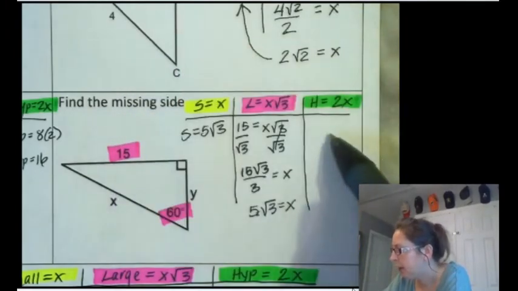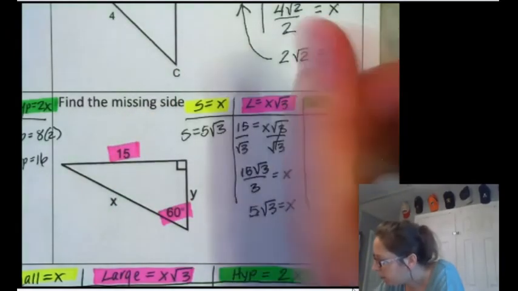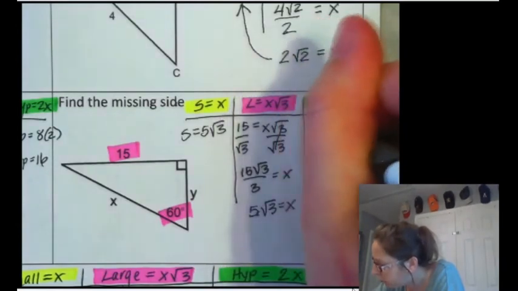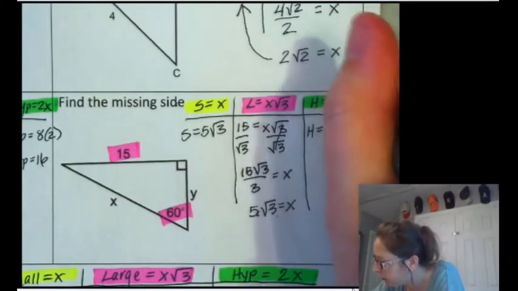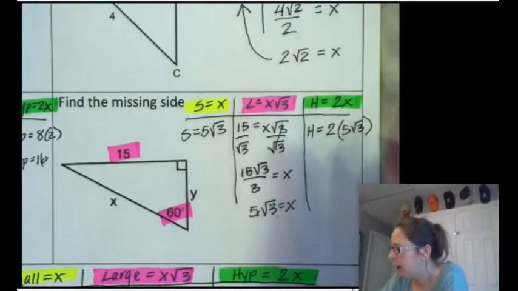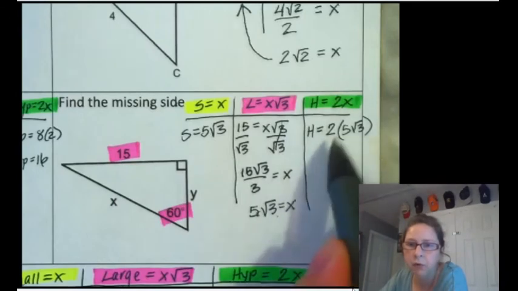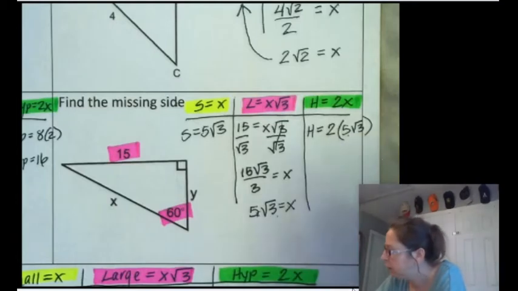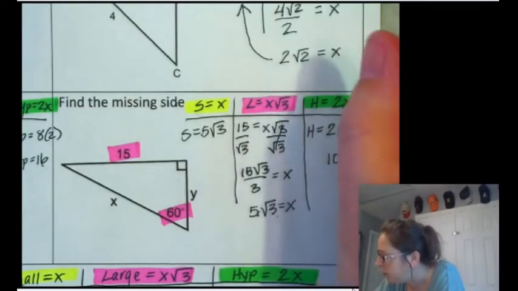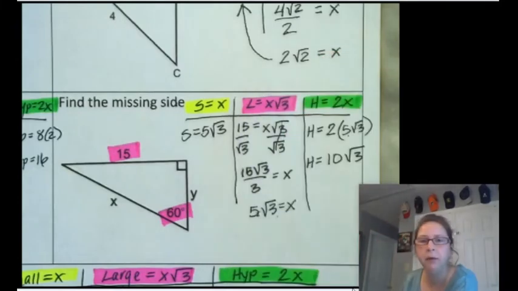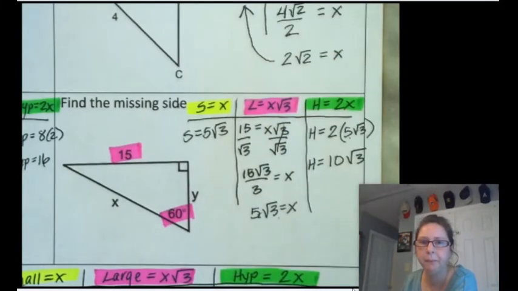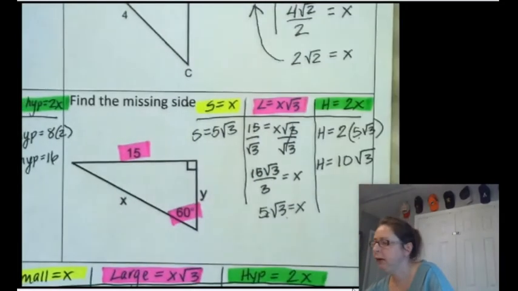To find the hypotenuse equals 2 times x. X is 5 square roots of 3. And so to simplify this, I would do 2 times 5. These are the numbers on the outside of the radical, which is 10, and bring down the square root of 3. So the hypotenuse is 10 square roots of 3. Okay, let's do another example.